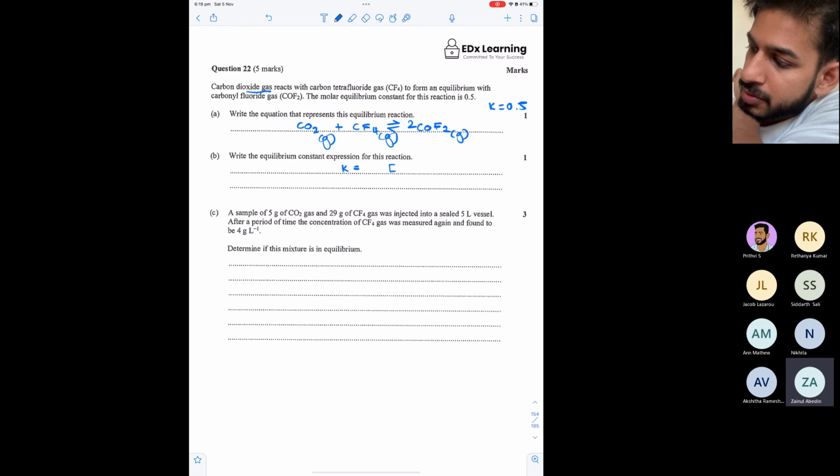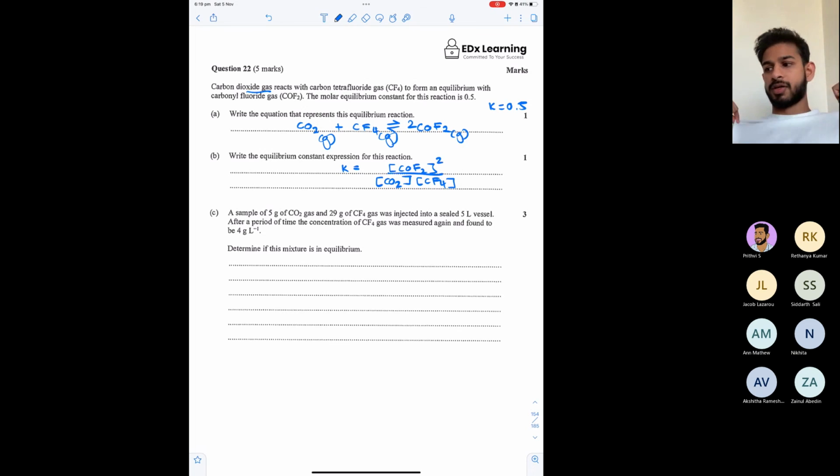So it would be K is equal to the concentration of COF2 to the power of 2, over CO2 to the power of 1, times the concentration of CF4 to the power of 1. Good. Perfect. So that's our reaction. Just make sure to check the states, all right? Gaseous, you definitely can include it in K.